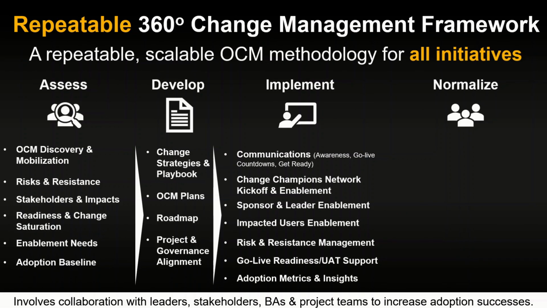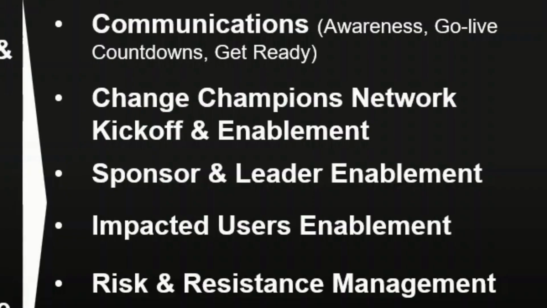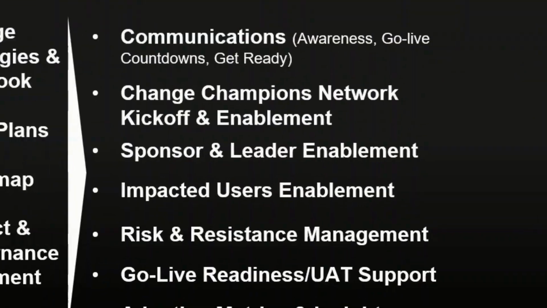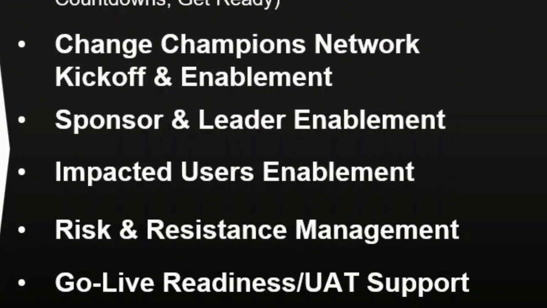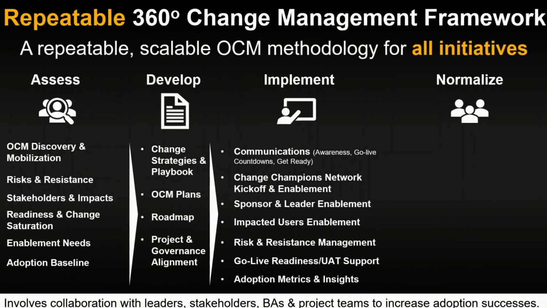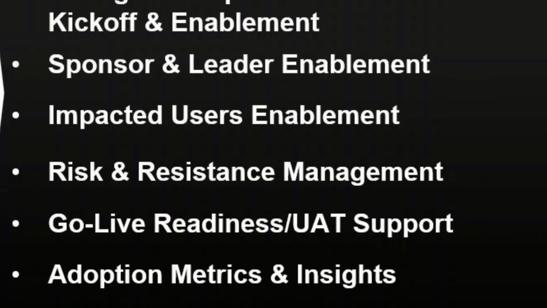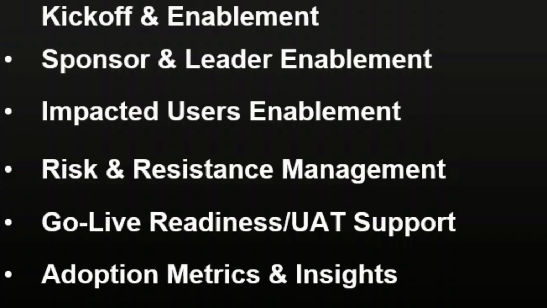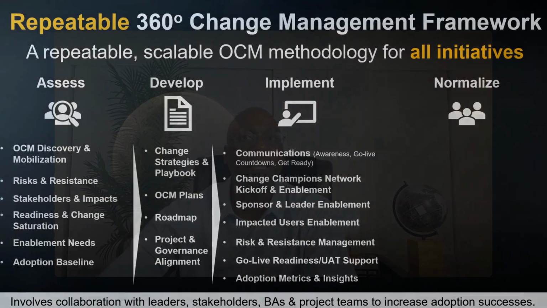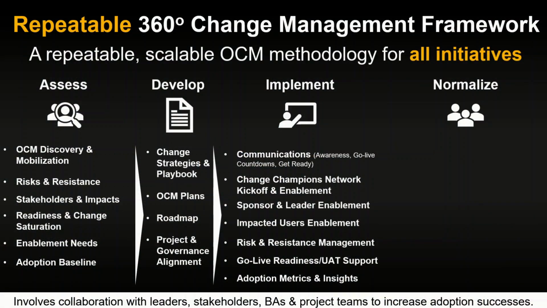Something else is enabling impacted users. So you want to provide users with training, guides, FAQs, and ensure that you support them to successfully adopt the change. You also want to manage resistance as well as identified risk, and then get the organization ready for go live. In some cases, the project team will solicit your help to support them with UAT. That can include sending out the UAT kickoff invite, scheduling that UAT kickoff, and also helping to facilitate the UAT session.